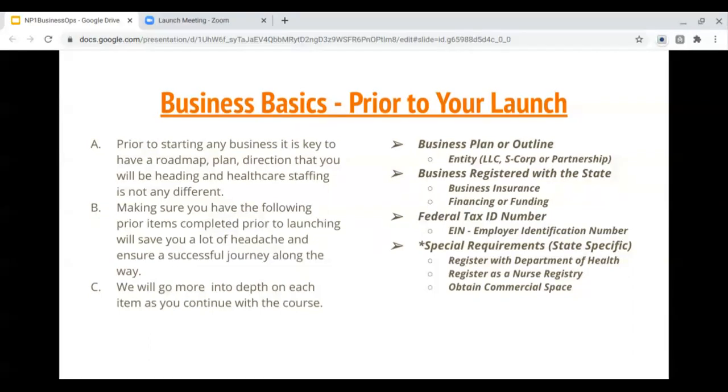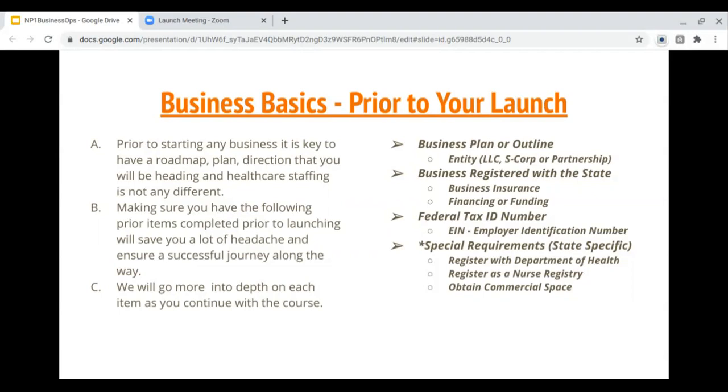And as I mentioned, we'll go more in depth there. I'll be including a business outline for you to use if you haven't gotten a chance to do that. That'll give you a little bit of information with regards to getting your business outlined and how you want it structured. Some things to consider as well is what type of entity you want your agency to be.